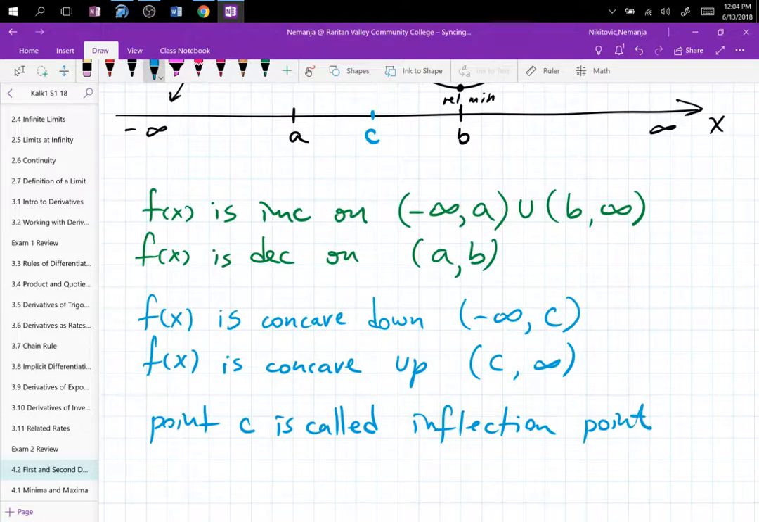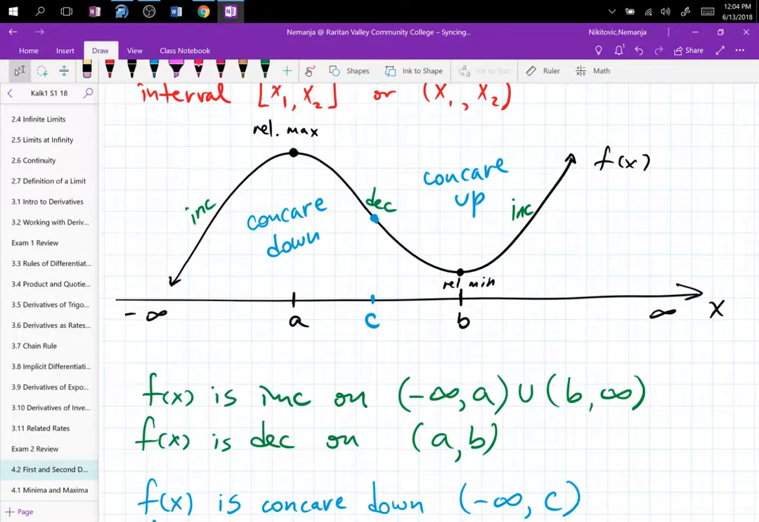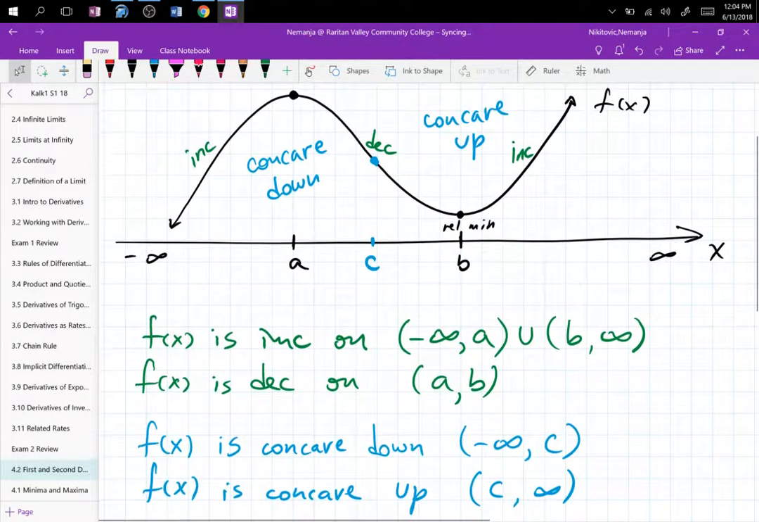And that's where the concavity changes from up to down or down to up. Another example of that would be x cubed. We'll deal with it when we get there. So this is the entire thing that we are learning today. You have part of a function that is increasing, part that is decreasing, then you have some concave down and concave up parts.